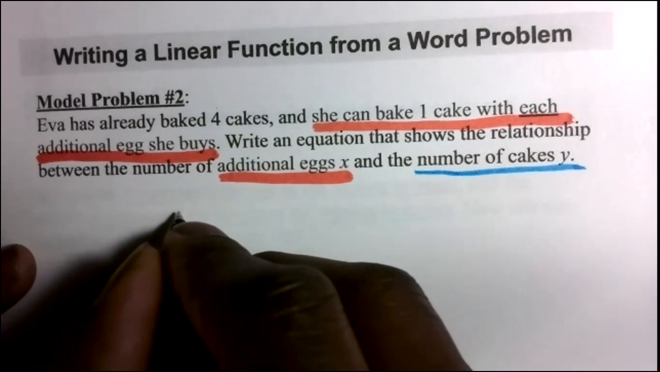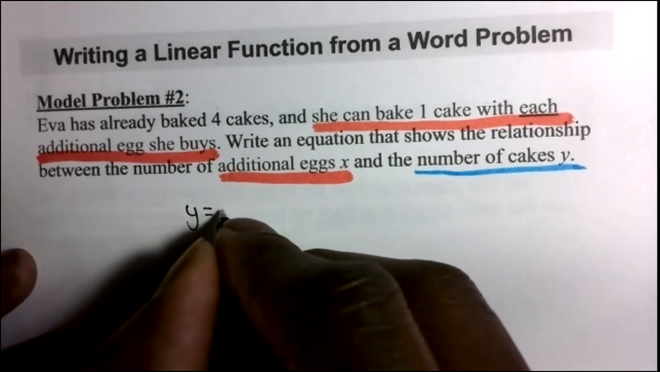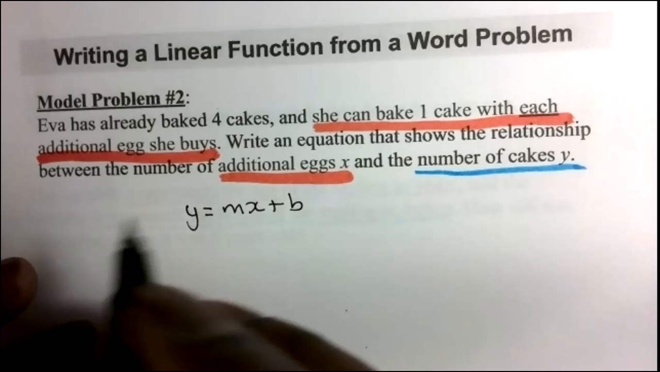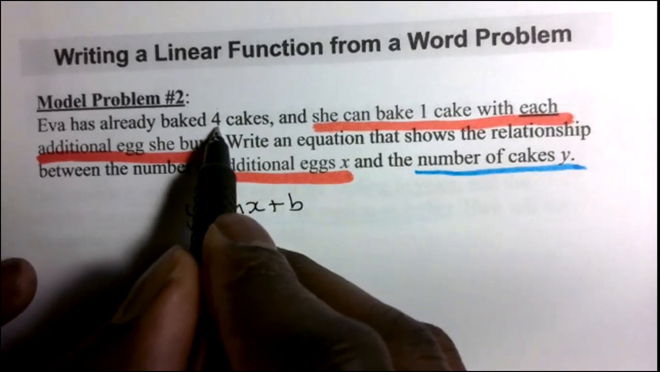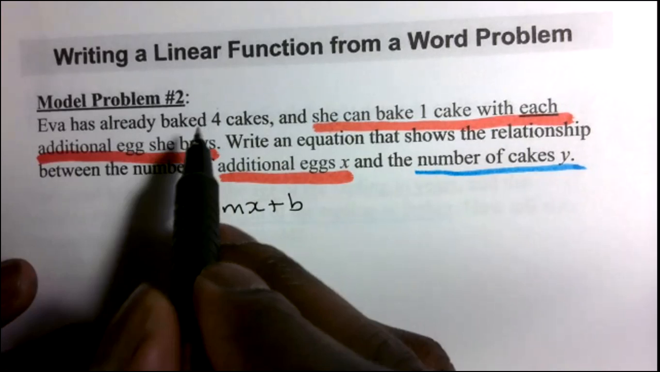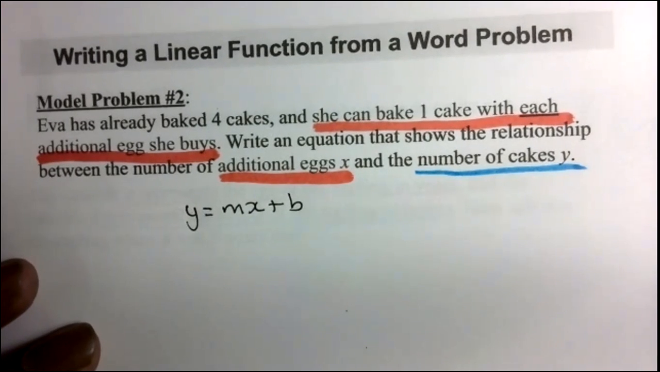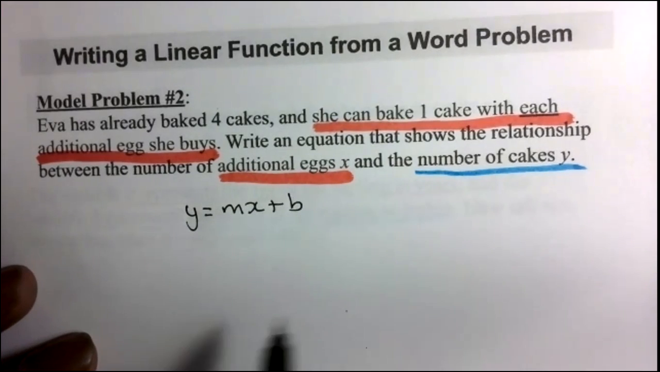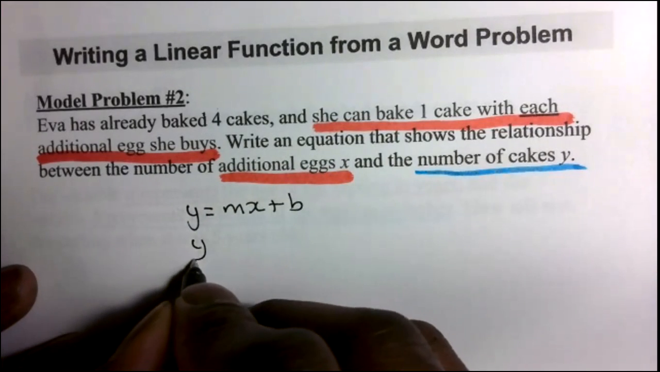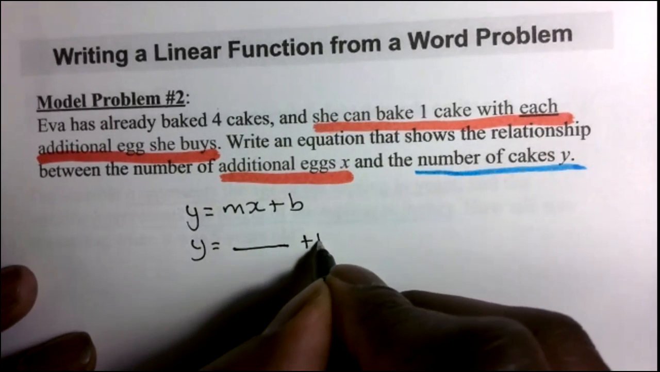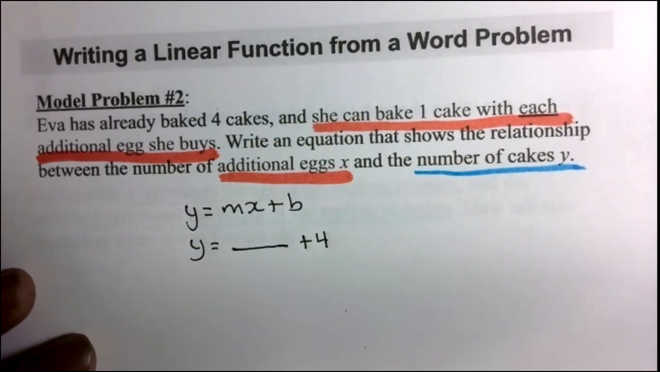So again, we start off with our equation. Y equals mx plus b. What do we know? We know that she already started with what? 4. So the 4 cakes becomes my starting point, or as we know, this is my y-intercept. So I can go y equals blank plus 4.